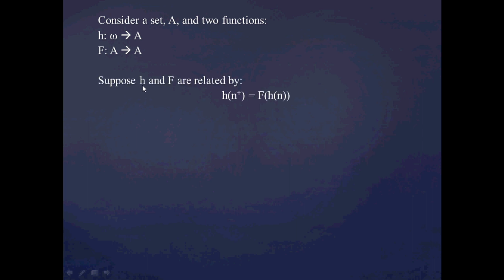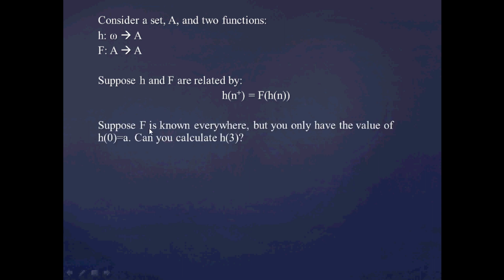And let's suppose these two functions h and F are related in this manner, that h of the successor of n is equal to F of h of n. Okay, so you can see that this is going to be what's called a recursive relation, in the sense that I'm not telling you how to compute h explicitly. What I'm saying is that if you have h of, like, 3, you compute that by doing something like F of h of 2.